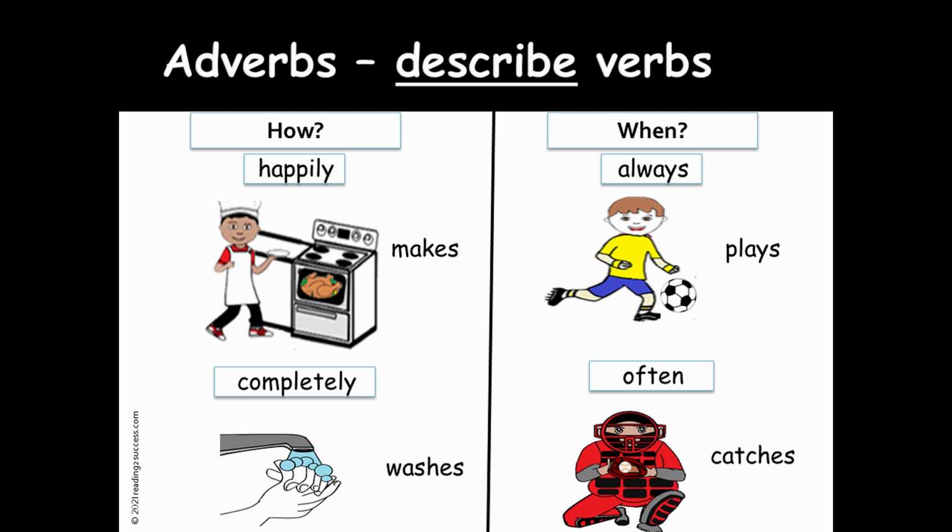Now introduce kids to adverbs. Adverbs describe verbs. They can tell how and when. How, in the example, is happily, happily makes. Also completely, in completely washes. Then we have when, always plays, and often catches.